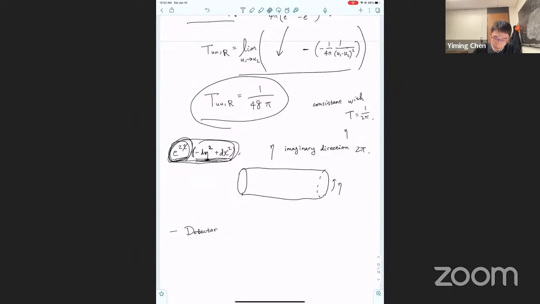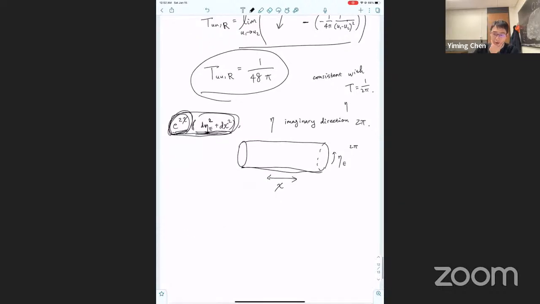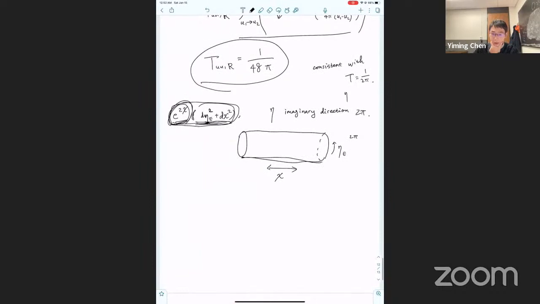Let me continue into the Euclidean signature. The Euclidean direction will have length 2 pi, and this is an infinite long cylinder. You can compute the stress tensor just from this because this is a conformal field living on the cylinder, so we know that there is a so-called Casimir energy, right?